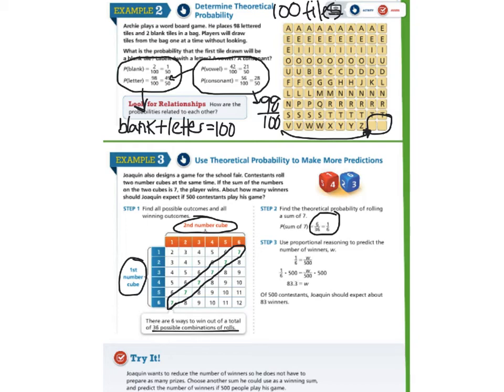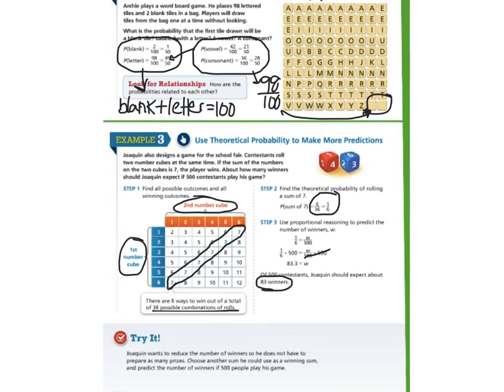Step 3 says use your proportional reasoning to predict the number of winners. So 1 out of 6 is the theoretical probability, but if we want to know about how many winners to expect out of 500, then we have to set up that proportion. Multiply both sides of your proportion by 500, and 1/6 times 500 is about 83 3/10. So out of the 500 contestants, Joaquin should expect about 83 winners.